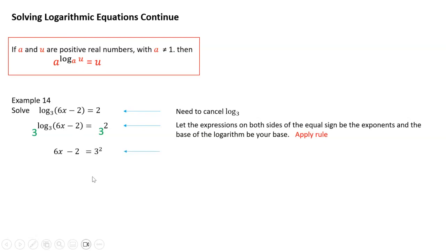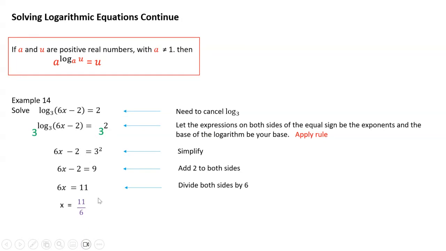Now we get to simplify. That will give us 6x minus 2 equals 9. We add 2 to both sides. So 6x equals 11. We divide both sides by 6. So x equals 11 over 6.